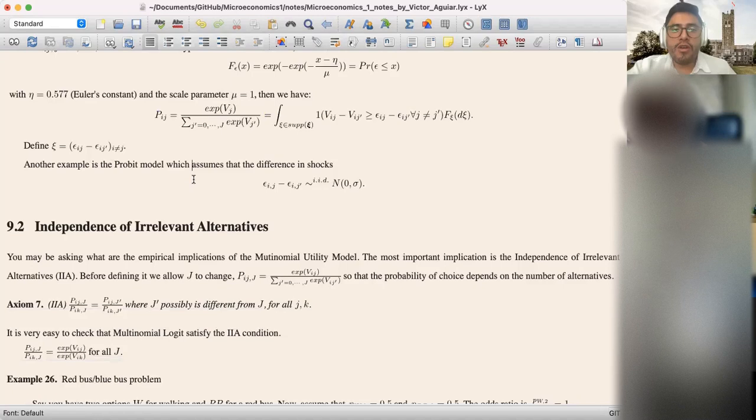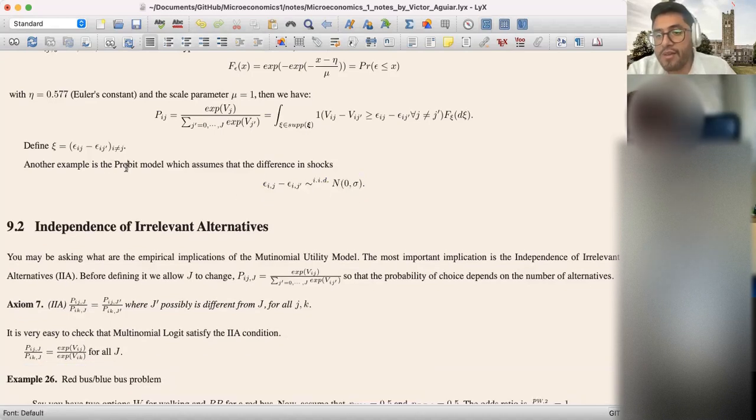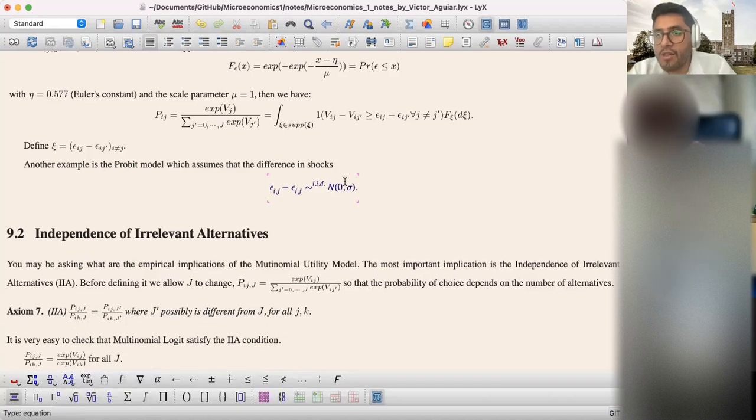Okay. Now, this is not the only model possible. If I take, for instance, that the distribution of this difference of epsilons follows a normal distribution, then I obtain a different model called the Probit model. Okay. So in fact, depending on the distribution F, I obtain different models of choice. Now, one important thing about the Probit model is that, as you can imagine, you can introduce a multinomial normal with correlations across epsilons, right? So I can model that the shocks are correlated across goods. So it's sometimes a more flexible model.